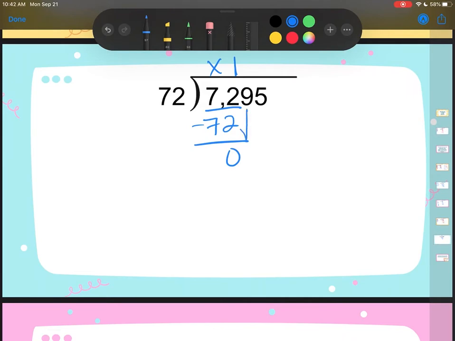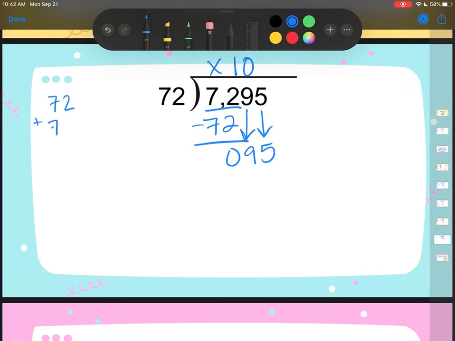Well, 72 can't go into 0, right? So I bring down my 9. So now here's another trick. If I know that 72 goes into 9 0 times, right, because it's way too big, I can just put a 0 up here and then bring down my 5 and see that 72 can go into 95, right?